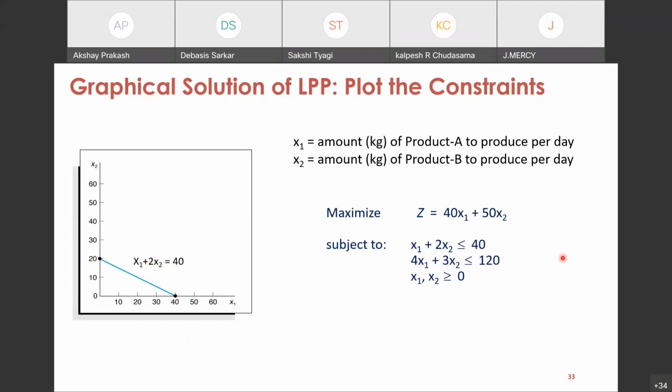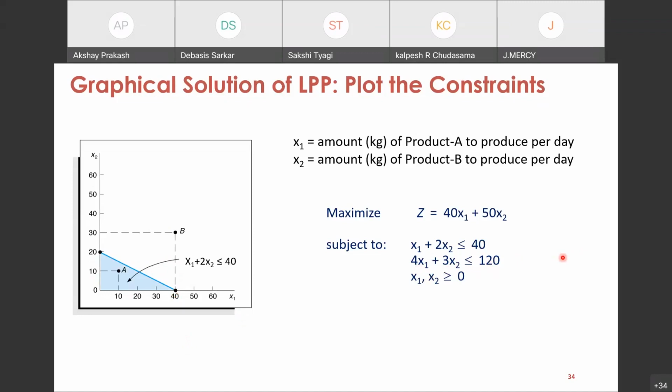Similarly, you will now draw the next one. Okay, so before that, once you have drawn this line, you know this is less or equal to type. So the region below this is the feasible region for this particular constraint. That means the region below is representing x1 plus 2x2 less or equal to 40. Any point that lies within the shaded region will satisfy this constraint.